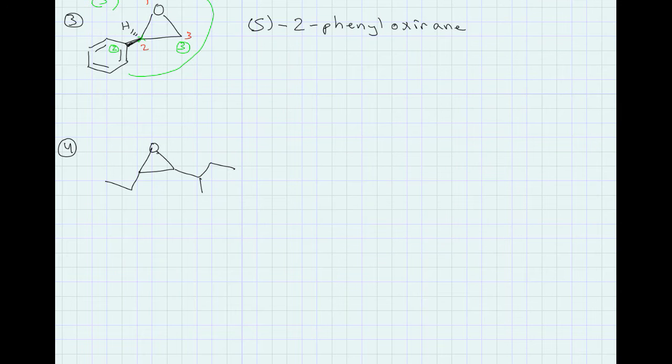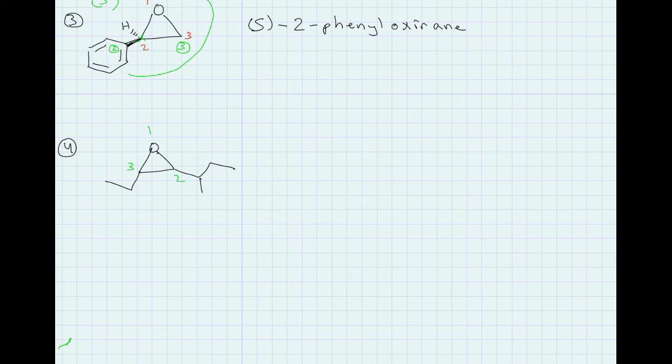Okay, so let's take a look at this last example. We look for the longest carbon chain in the molecule. You can see there's a chain that goes 1, 2, 3, 4, 5, 6, 7, 8. But we're not naming it that way. We're naming it according to the oxirane system. So number 1 is still going to be the oxygen of our oxirane ring, and carbon 2 will be the carbon with the larger group on it, and carbon 3 will be the one with the smaller group on it.